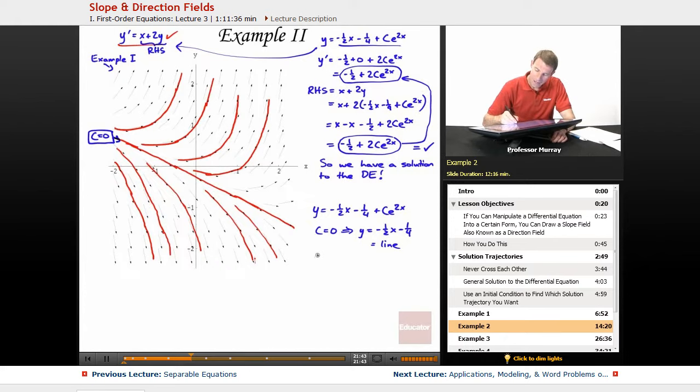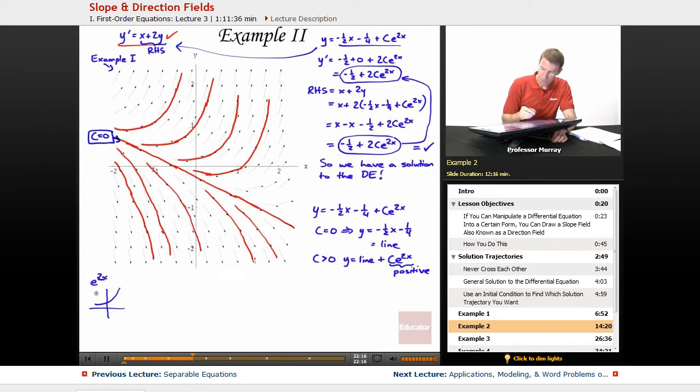Now, what if I have a c value that's not 0? If I have a c value that's positive, then what I get is y is equal to that same equation for the line plus c e to the 2x, where that c e to the 2x is positive. So what I'm doing is I'm taking that line and I'm adding an exponential function to it. Remember, e to the 2x, let me do a little graph of e to the 2x. E to the 2x looks like this. So I'm taking that line and I'm adding an exponential function to it. That's going to give me these positive, exponentially curving upwards solution trajectories.